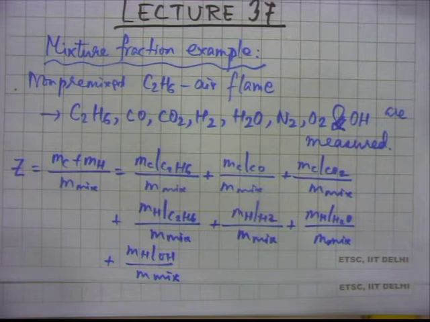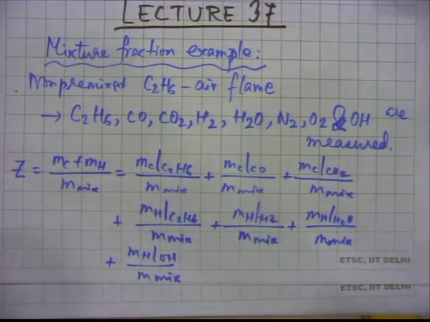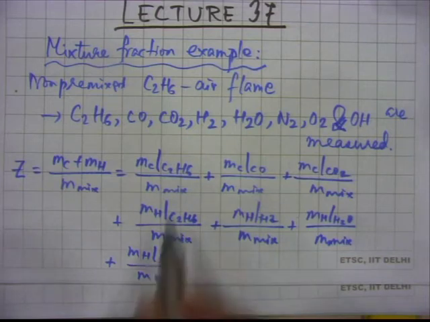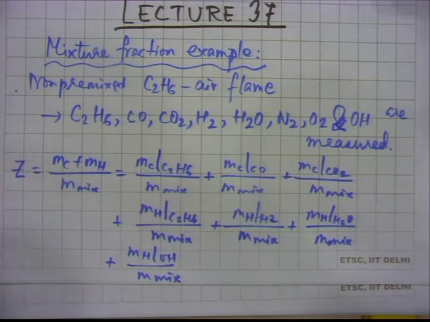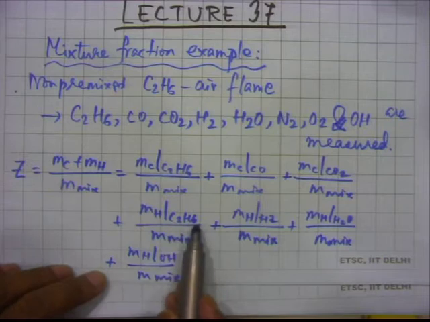So if you look at the notation, you will get an idea of what we are trying to do. So it has now 7 constituent terms. So what is MC bar C2H6? What do you think it is? Mass of carbon in C2H6 divided by mass of mixture, and you will see that there is also a mass of hydrogen in C2H6 divided by mass of mixture.